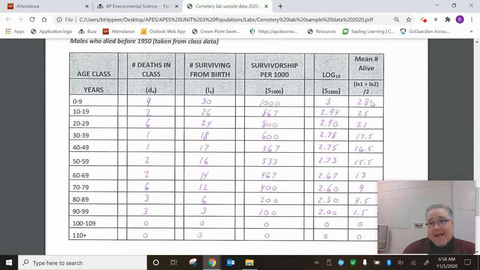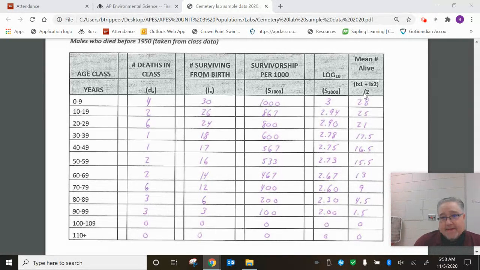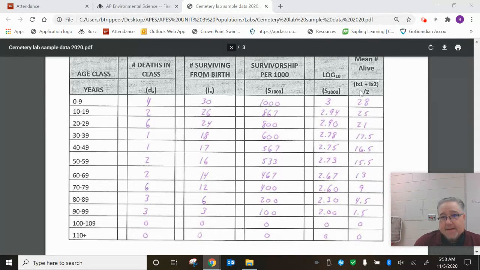Now the last column is a little tricky, but if you pay attention to this formula here, it's kind of simple. It's LX1 plus LX2 divided by 2. Here's the LX column over here, that second column. So all you're going to do to find this number here is go over. This is our LX1.